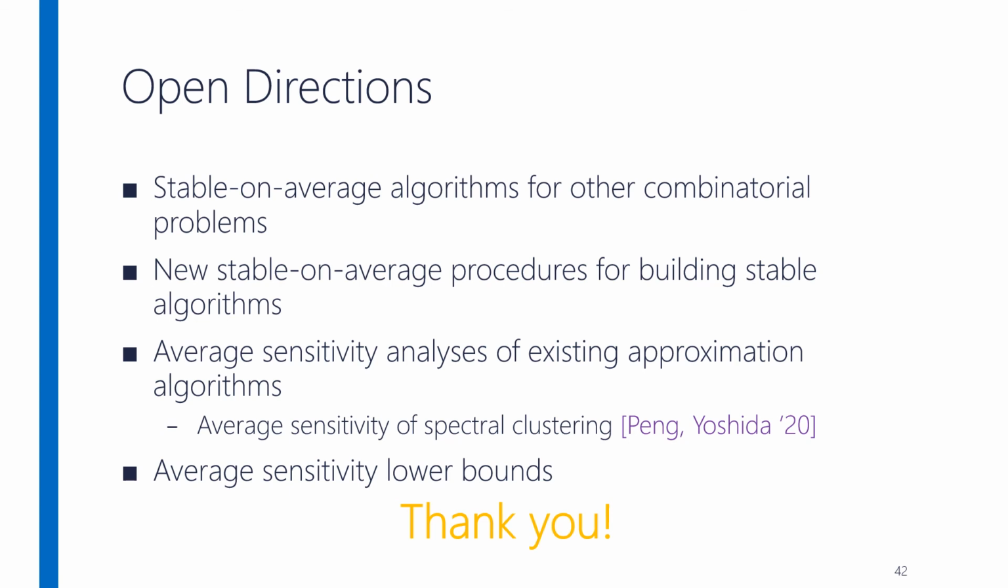Other open questions are to design stable on average algorithms for other combinatorial problems, and designing stable on average sub-procedures that we can combine using our composition theorems to get stable algorithms, and so on. And there are a lot more other open directions. Average sensitivity is a new area.